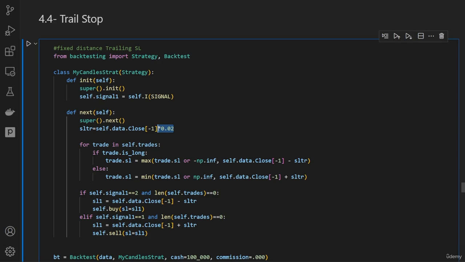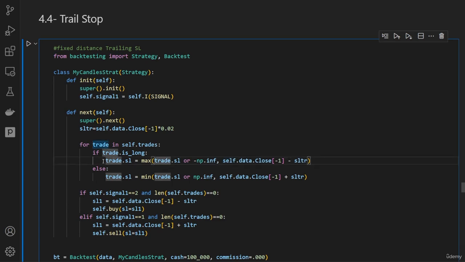And as long as the price is going to move in our favor, we're following up with the stop loss considering this distance. So for trade in self.trades, for all the open trades, if the trade is long, the trade stop loss is going to change for every candle. So for every new candle, we're moving the stop loss to be equal to the maximum between either the current trade stop loss or NumPy infinity in case this one is not available. We don't have a stop loss yet, and the closing price minus the stop loss distance.